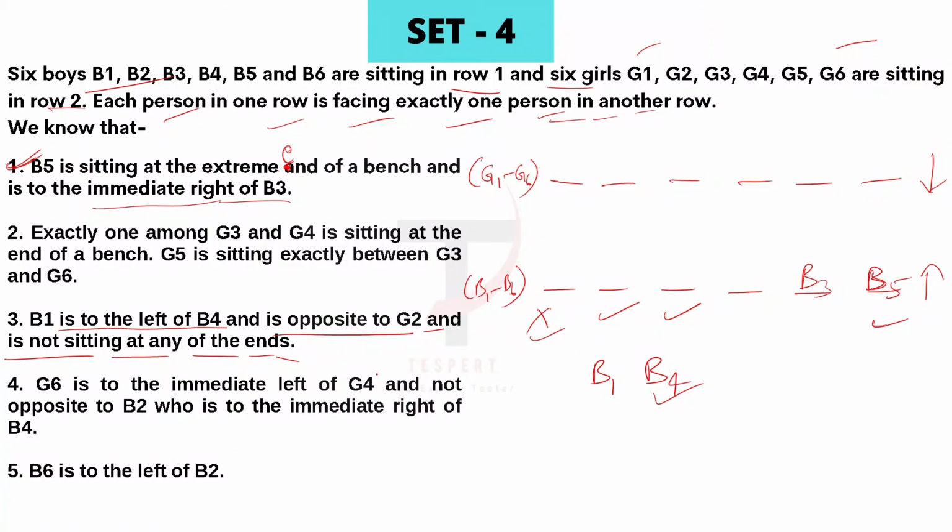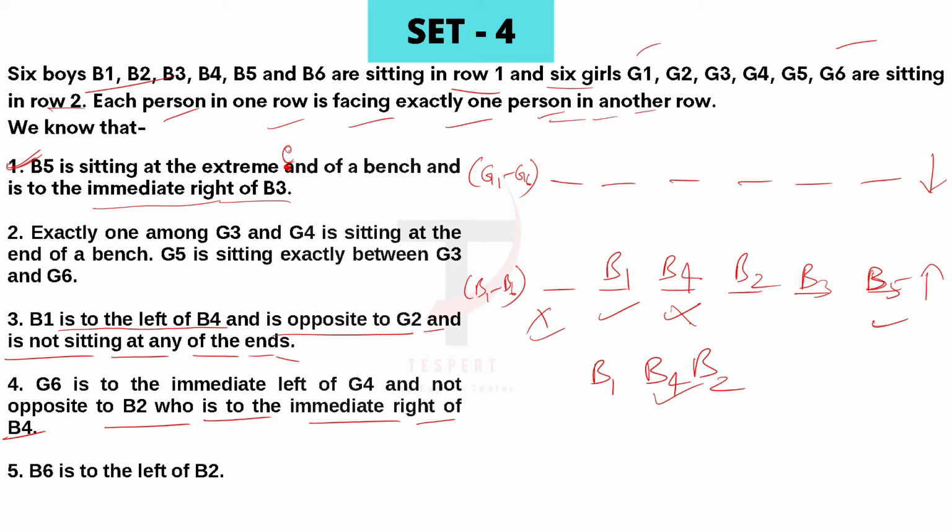Alright. And in the fourth statement it is given that B2 is to the immediate right of B4. B4 is to the right of B1, but B2 is to the right of B4, immediate right, which means B2 comes immediately after B4. So if I place B1 here, I have to place B4 here, and where should I place B2? So B1 shouldn't come here as well. The only possible case for B1 is this. If B1 is here, B4 will be here and B2 must be here.